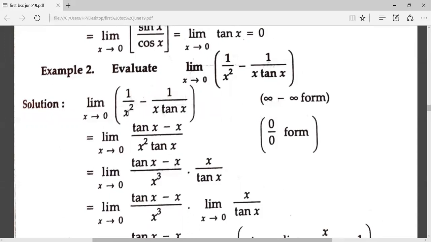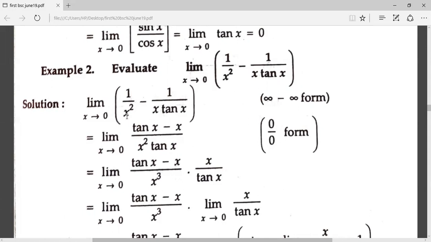So limit x tends to 0, 1 by x square minus 1 by x tan x. When x is 0, 1 by 0 is infinity. When x is 0, tan 0 is also 0, so 1 by 0 is infinity. Again, it is of the form infinity minus infinity. For that, you have to convert it into some other form, 0 by 0 or infinity by infinity form.